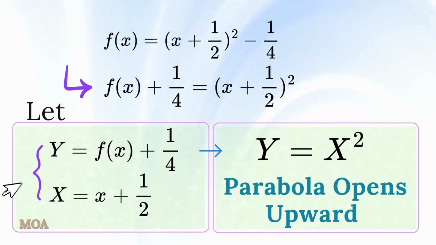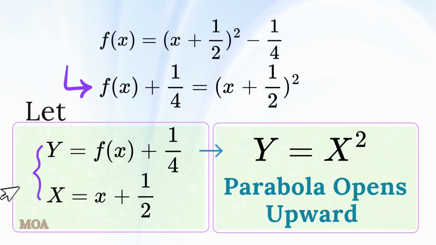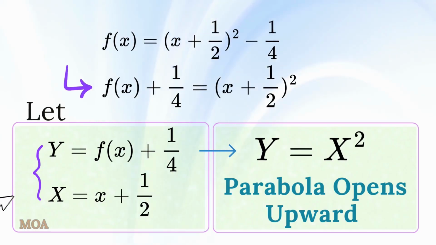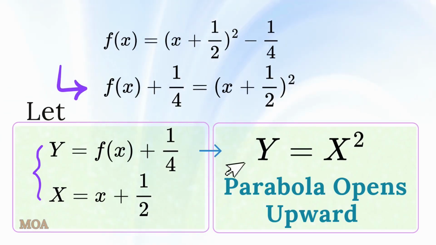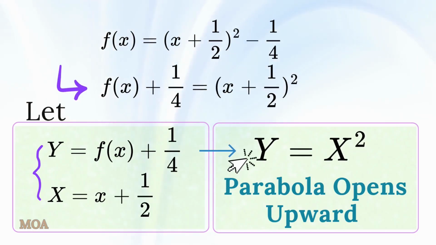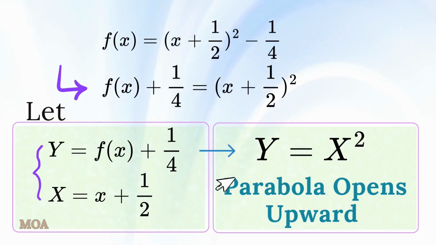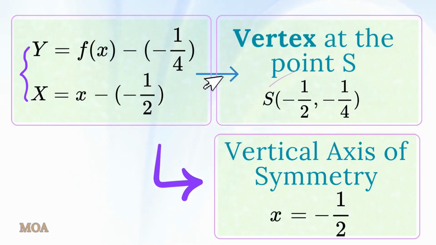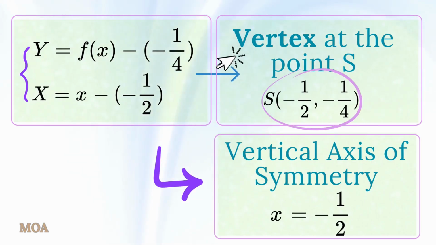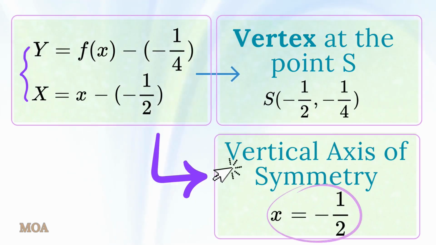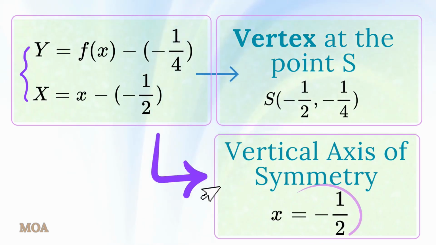Now let capital Y equal f(x) plus 1/4 and capital X equal x plus 1/2. This gives capital Y equals capital X squared. This new equation clearly reveals the standard form of a parabola that opens upward, with vertex at the point S(-1/2, -1/4). And its vertical axis of symmetry is given by the equation x equals -1/2.